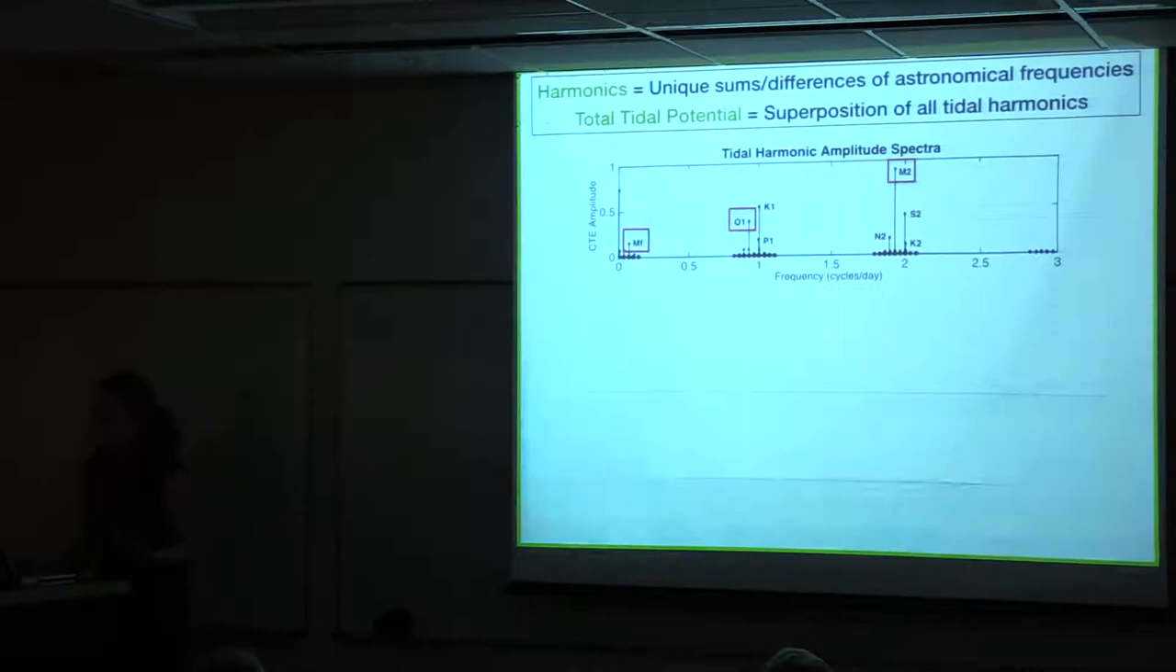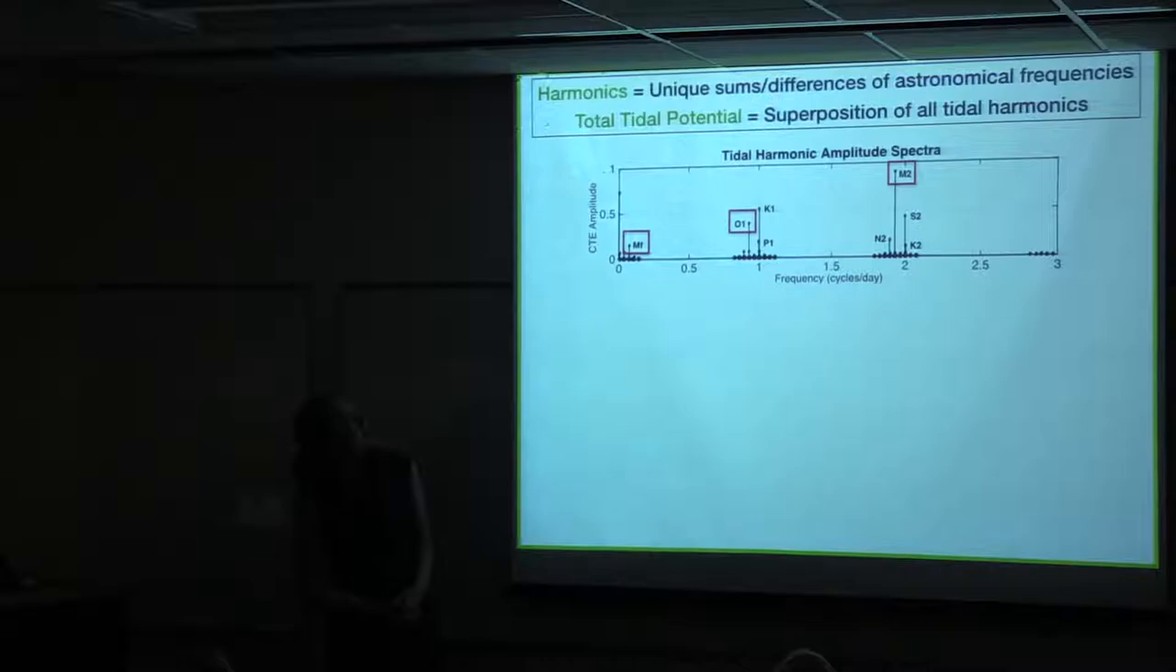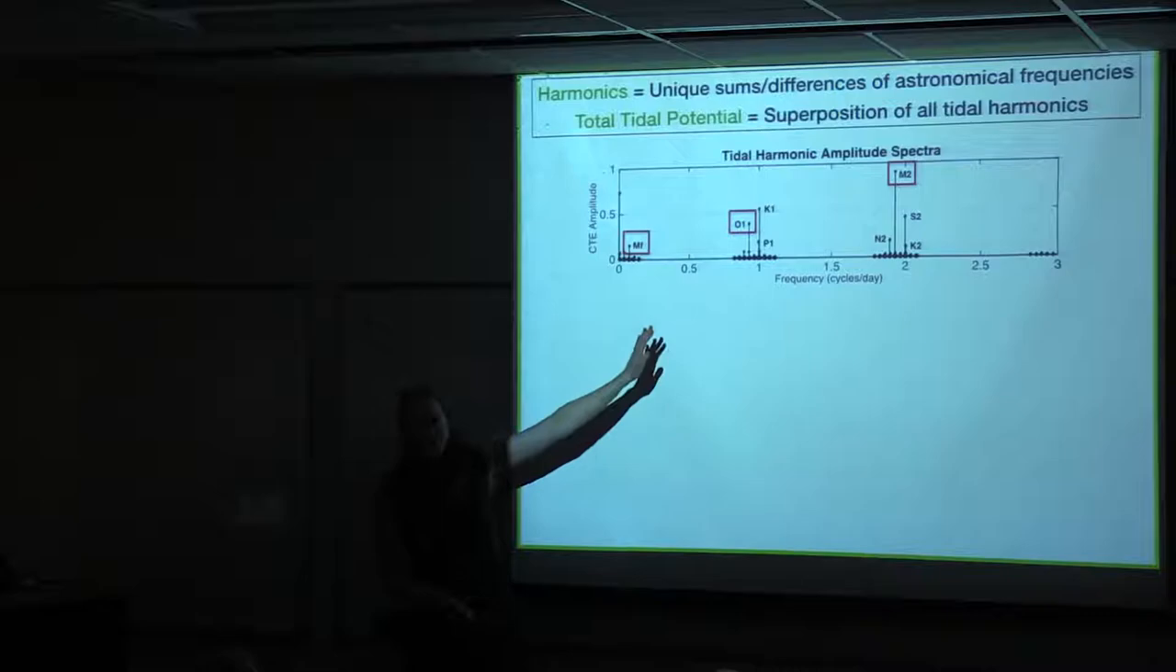And so in the frequency domain, what we end up with is an infinite number of harmonics, tidal harmonics. These are derived from unique sums and differences of astronomical frequencies, such as the orbit of the Moon or the orbit of the Earth around the Sun. And then if we wanted to recover the total tidal potential, all we would do is sum up all the tidal harmonics back together. So this figure here is showing the amplitude spectra of tidal harmonics. And you can see that a few of them are dominant. So a few of them have much larger amplitudes than others.